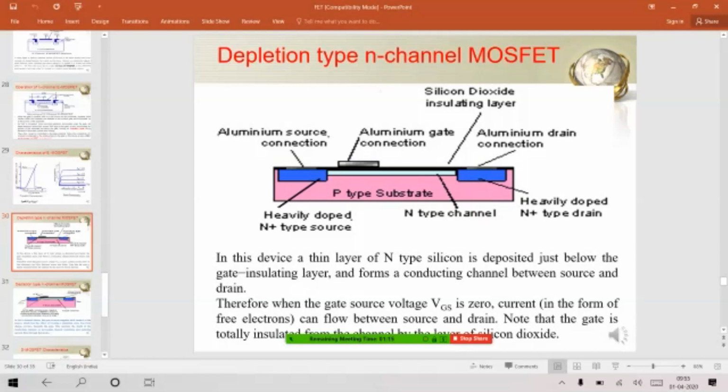Therefore, when gate source voltage is 0, current can flow.